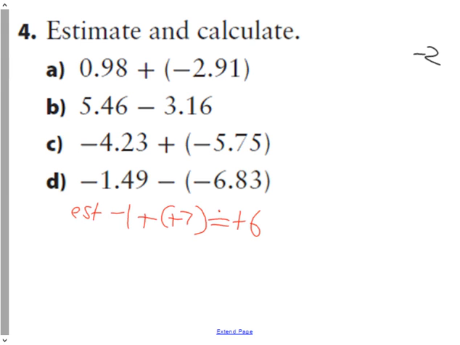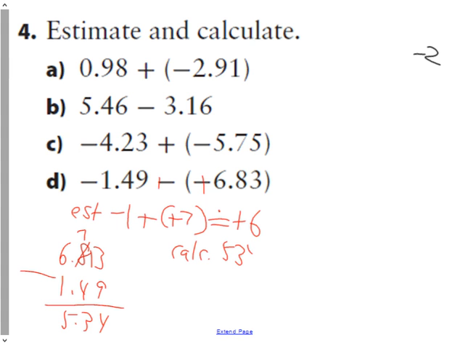Now for my calculation, I'm actually going to use adding of the opposite to determine what do I have more of, positives or negatives. In this case, I have more positives. How many more I have, I'm going to determine that by subtracting. How many more positives do I have than negatives? Therefore, I have 5.34 more positives. So my calculation will be positive 5.34.